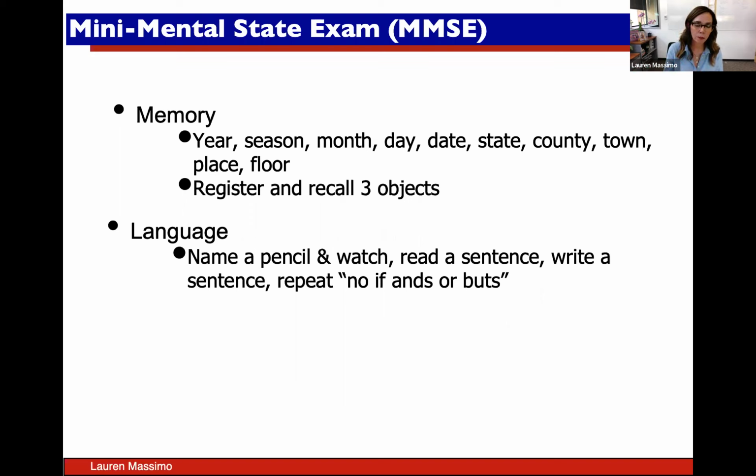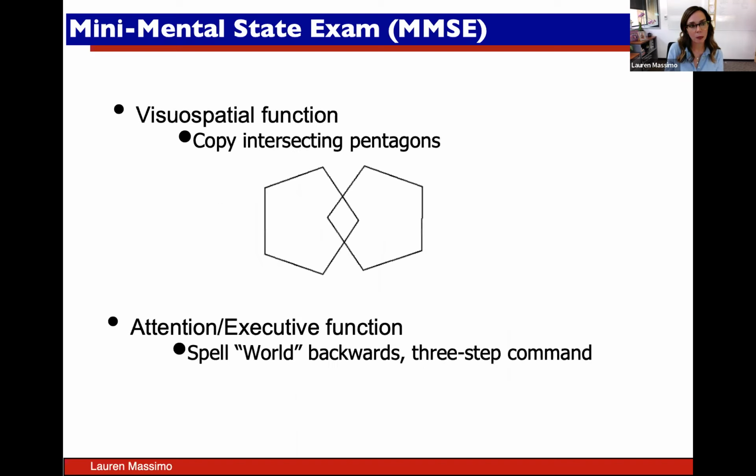But it includes components like memory, where you assess orientation, and you ask the person to remember 3 words, and then you delay for about a minute or so, and then you have them repeat those words back. You say, what were those words that I just asked you to remember? For language, you have them name. Oftentimes, in clinic, I will ask them to name a pen or a pencil, whatever I have in my hand, and then I hold up my watch. You have them read a sentence, write a sentence, and then repeat, no ifs, ands, or buts.